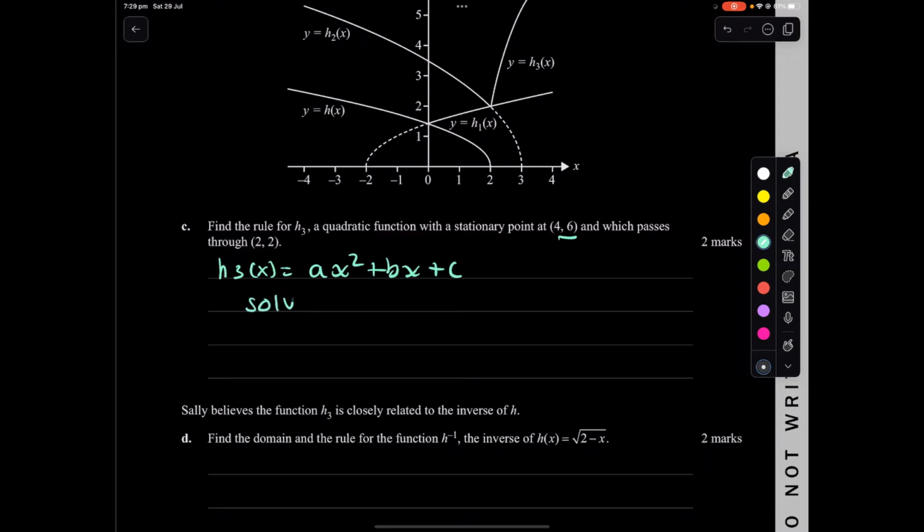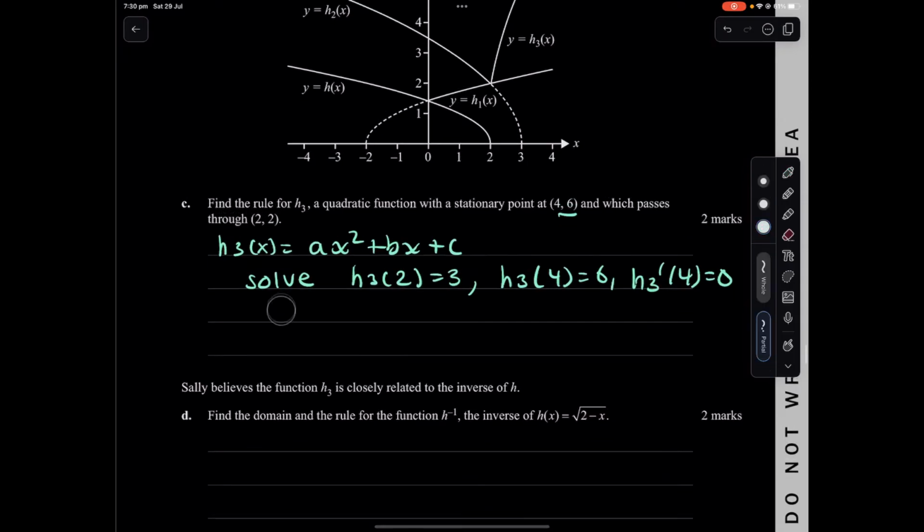So if we say h3 of 2 equals 2, not f, h3, also h3 of 4 equals 6, and also that h3 dash of 4, because it's a stationary point, must equal 0. So if we solve those, we would get our values of a, b, and c. Okay, let's do that.